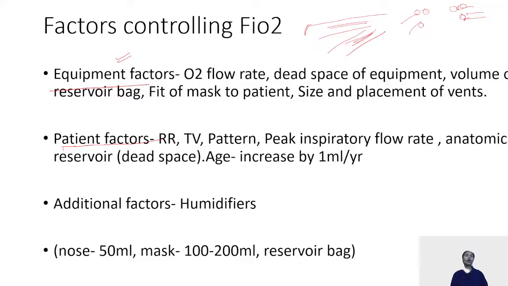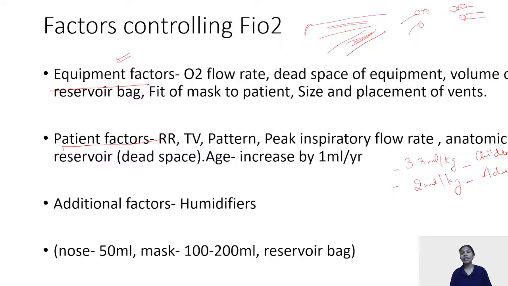When we talk about the dead space, in infants we have 3.3 ml per kg of anatomical dead space. In adults, it decreases to 2 ml per kg. You all have to remember these values. In adults, the dead space is 2 ml per kg, whereas in children less than 6 years of age the dead space is 3.3 ml per kg, and above 6 years it becomes almost 2 ml per kg.